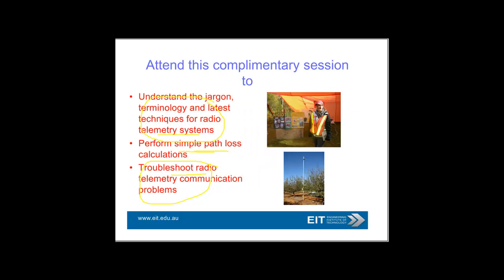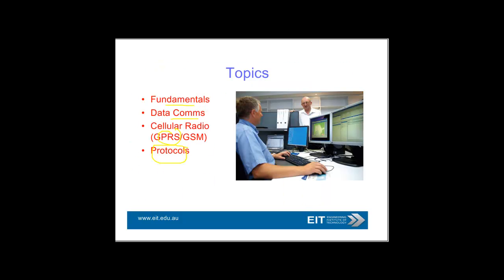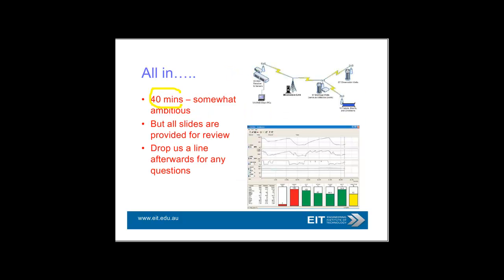We run these courses every 2 weeks, and the typical thing is to understand radio telemetry systems jargon, perform simple path loss calculations, and obviously talk about troubleshooting radio telemetry problems. So everything's detailed in the slides, but obviously you need to go through those. The trick is just to talk about the fundamentals, data communications, cellular radio, and the protocols. So those are the sort of issues we're going to talk about.